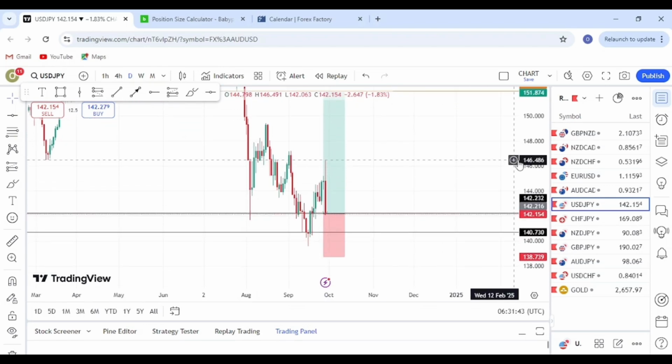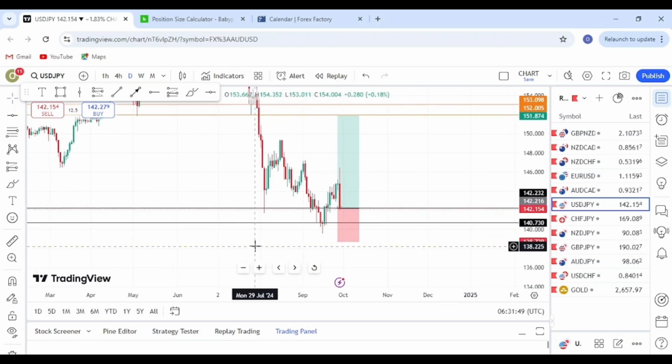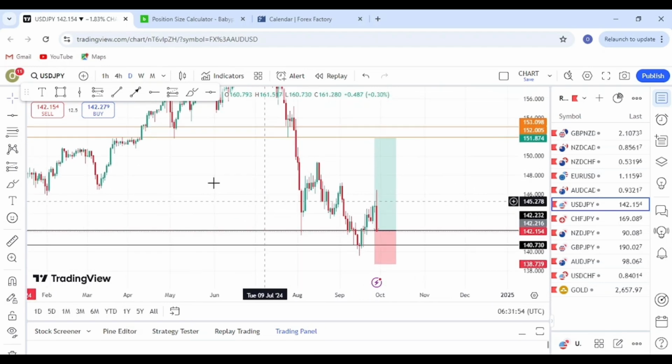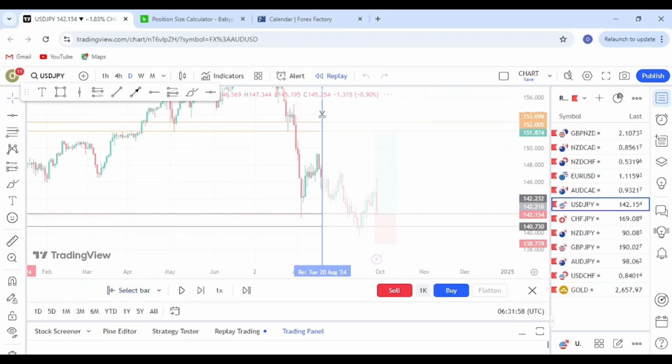Price has moved almost halfway in profit, and is now retracing. But I'm still going to be in the trade because I'm seeing this as just a pullback. This is just a pullback. So this is what you need to take into consideration. Now, let's look at what price was doing.